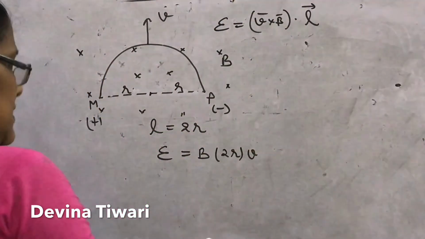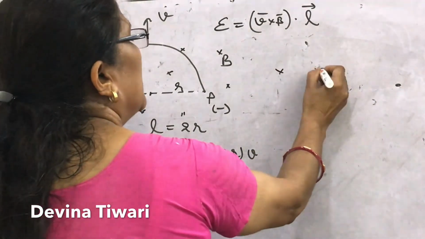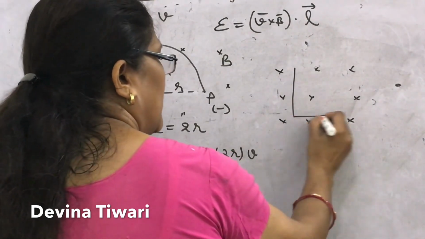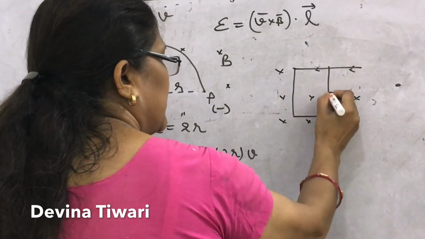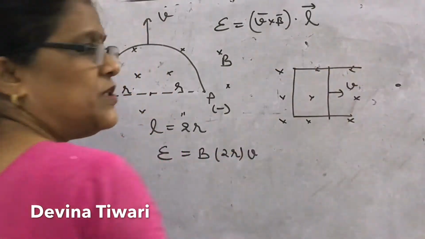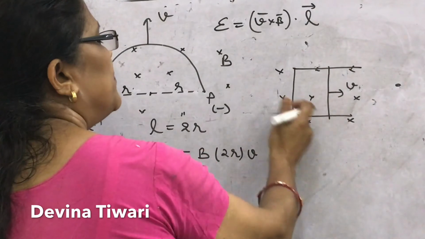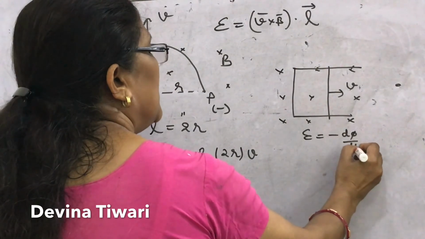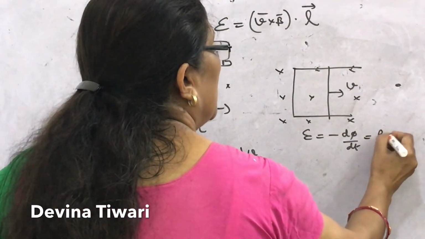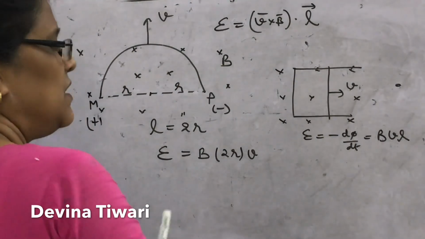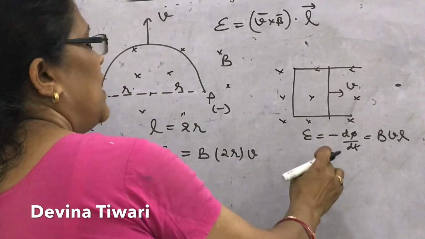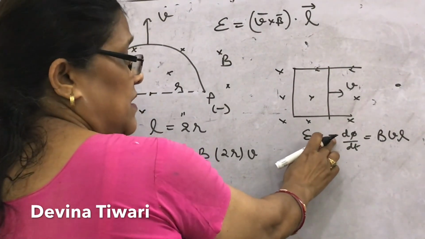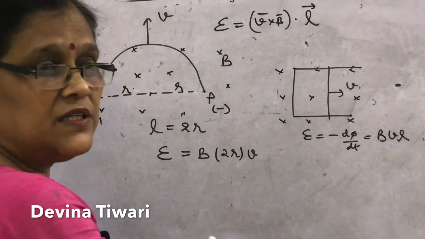In any of the cases, we have seen that if a uniform magnetic field is given like this and the rod is moving on a frictionless frame with the velocity V, then due to Faraday's law, E equal to minus d phi by dt equal to BVL. We have seen the motional EMF BVL, and the minus sign is Lenz's rule. It explains Lenz's rule, and Lenz's rule also explains energy conservation.